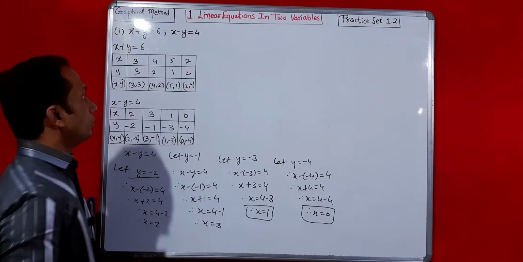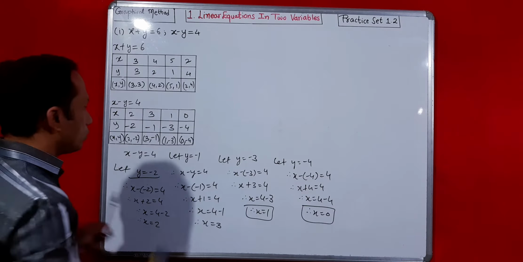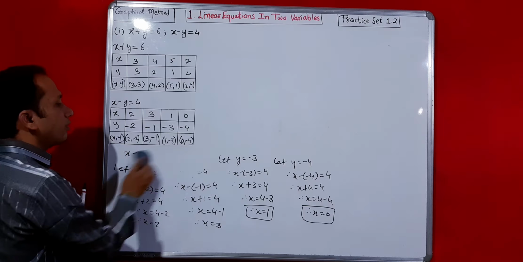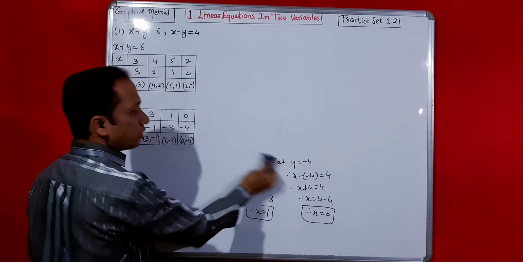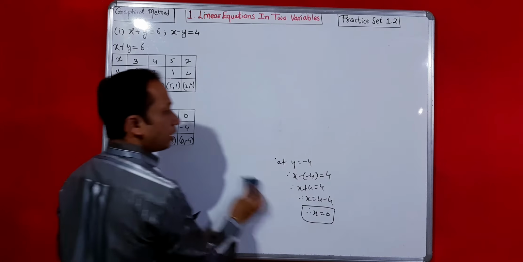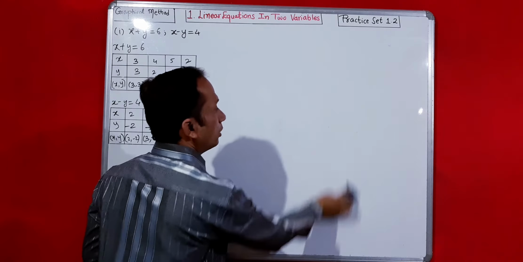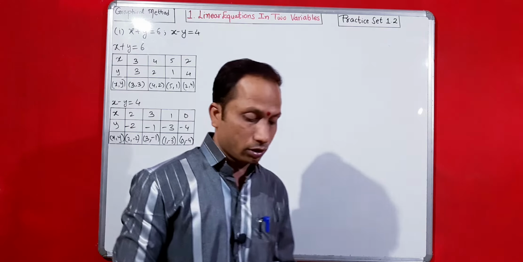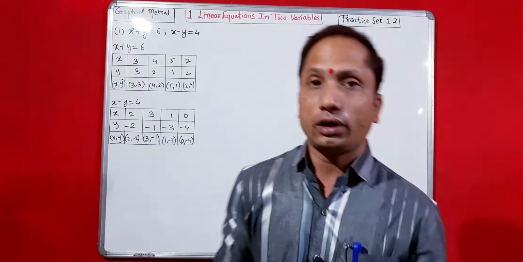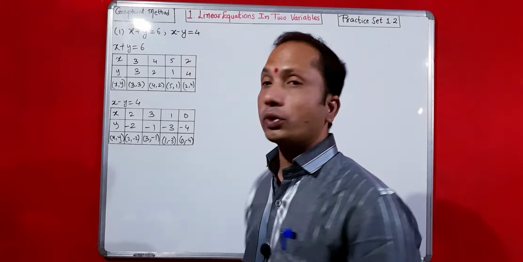In this way, first you calculate the values, and those should be the minimum values to draw the graph. So this is the solution I have just taken. I have solved these two equations by keeping some values for x and y, and now I am going to draw the graph.